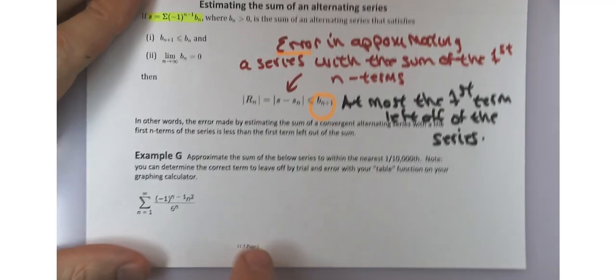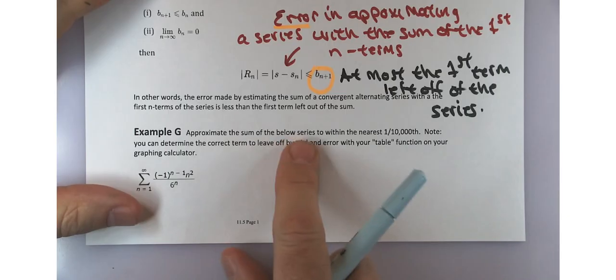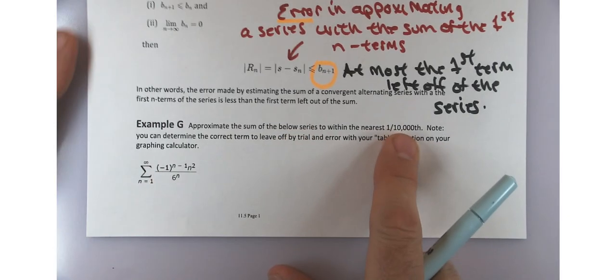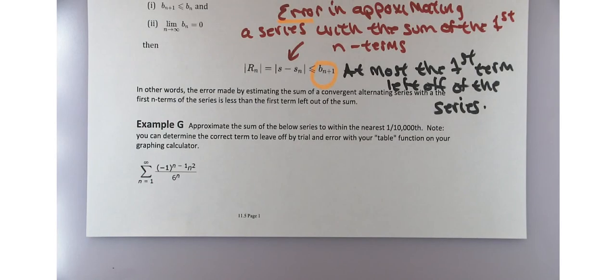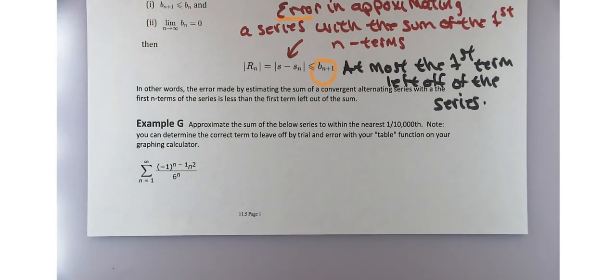Let's take a look at example G here, for instance. And then we'll show you maybe one of those kind of amazing results in a minute. It says approximate the sum of the below series to within 1/10,000th. Note you can determine the correct term to leave off by trial and error with the table function of your graphing calculator. So, all right, let's bust out some graphing calculators and do a little graphing calculator work.